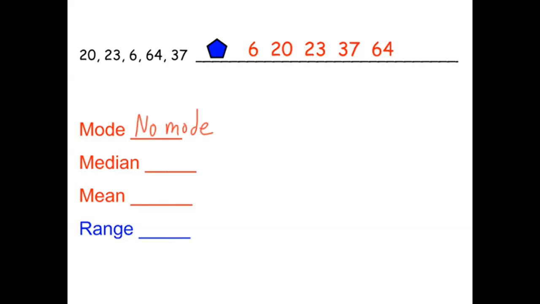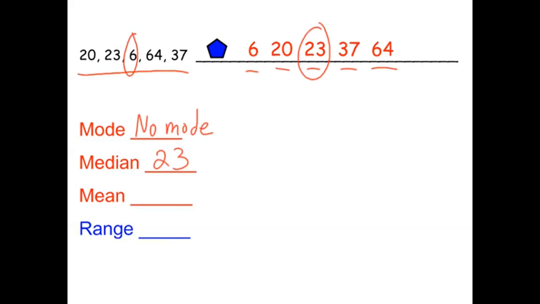The median is the middle number, and because the numbers are all in order, it's easy to find the middle. 23 is our middle number. Again, a common mistake that kids make is that they don't put the numbers in order from least to greatest, and they just circle whatever numbers are in the middle. 6 would not be your median of this data set.